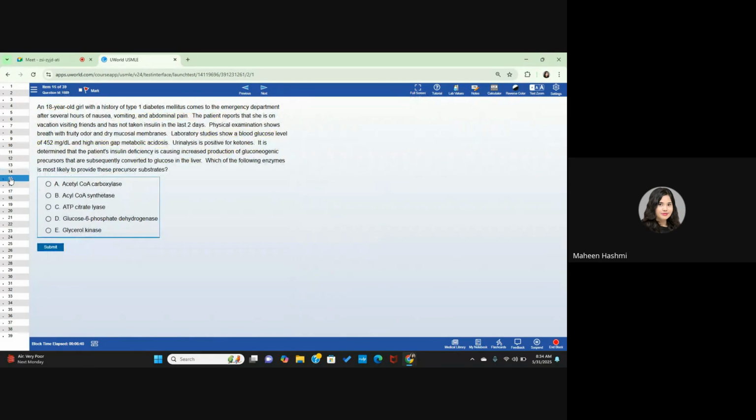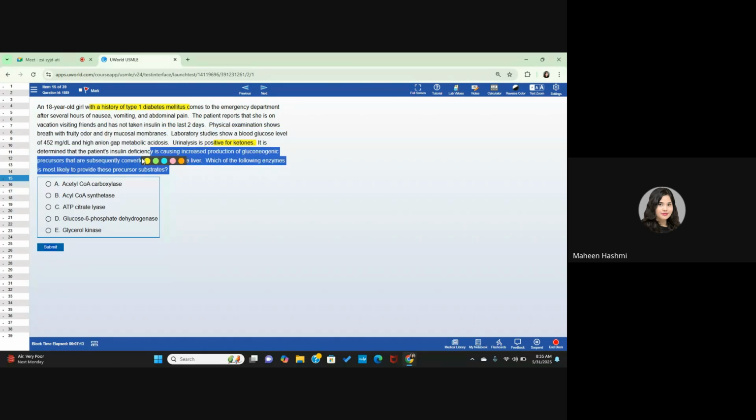All right, next question. Urine analysis is positive for ketones. It is determined that the patient's insulin deficiency is causing increased production of gluconeogenic precursors that are subsequently converted to glucose in the liver. Which of the following enzymes is most likely to provide these precursor substrates? Okay, so urine is again positive for ketones. She's having diabetes, which means she's probably having DKA: high anion gap, fruity odor, all representative of DKA. All right. Which of the following enzymes is most likely to provide these precursor substrates? What's happening?